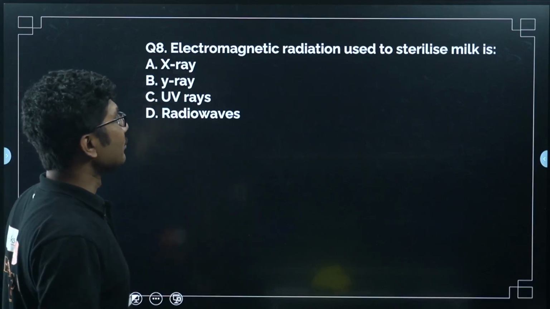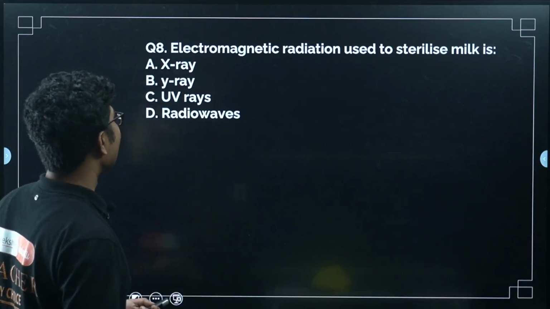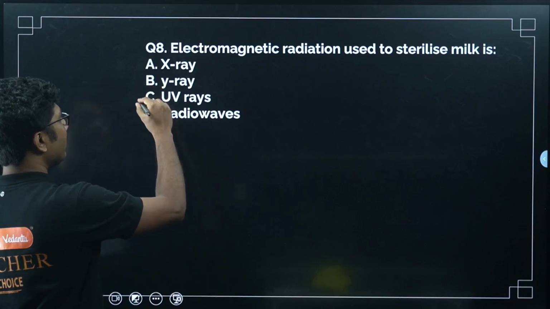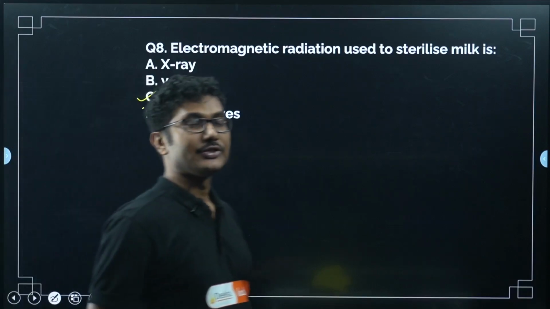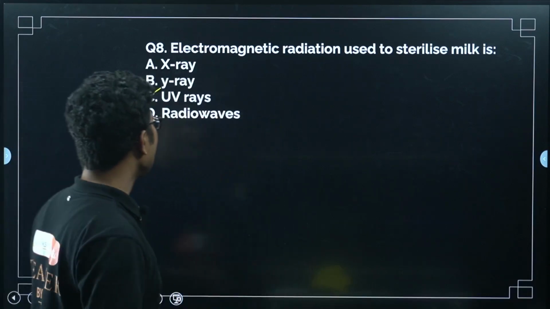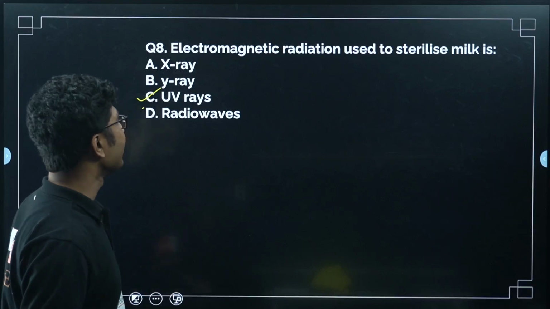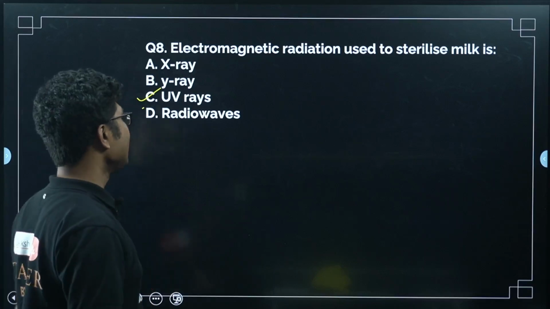Electromagnetic radiation used to sterilize milk is obviously UV rays. I already told you that electromagnetic radiation which is used to sterilize is UV rays, not X-rays, not radio waves, not gamma rays. Okay, it is UV rays.